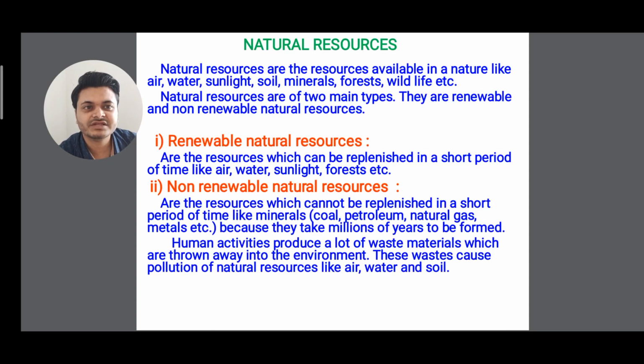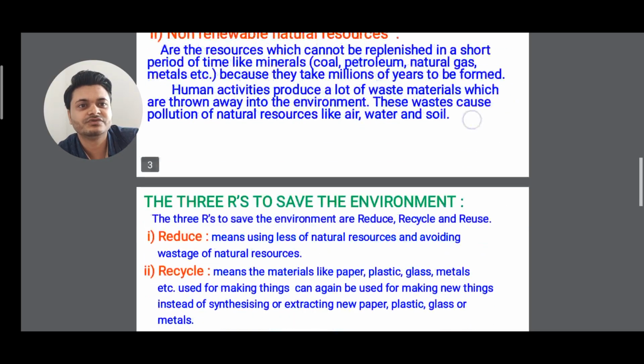Human activities produce a lot of waste material which is thrown away into the environment. This waste causes pollution to natural resources like air, water, and soil. So we know that human beings produce a lot of waste, isn't it? Like plastics and all, they throw here and there. So these natural resources like air, water, and soil get polluted. That's why we have air pollution, water pollution, soil pollution, isn't it? So let's move to the next slide.